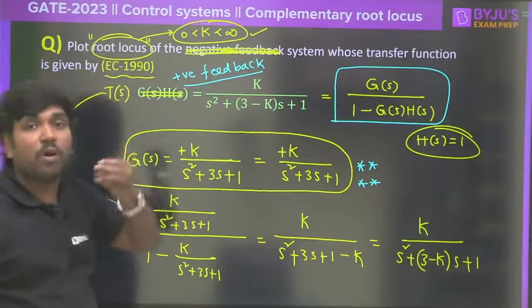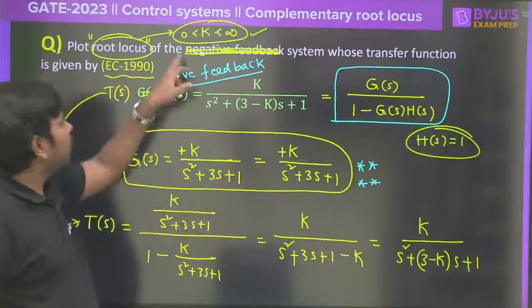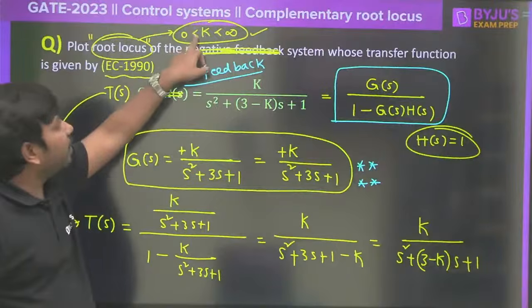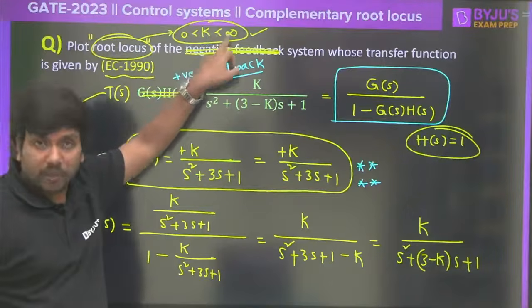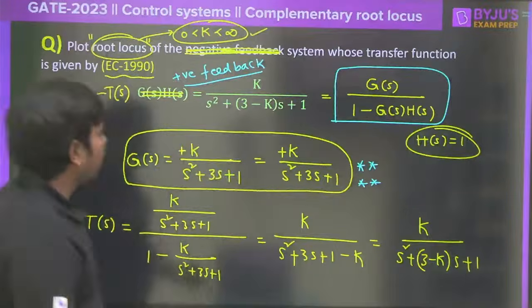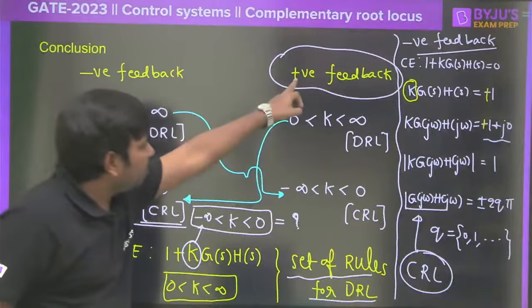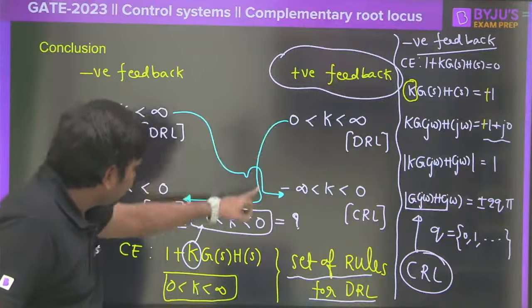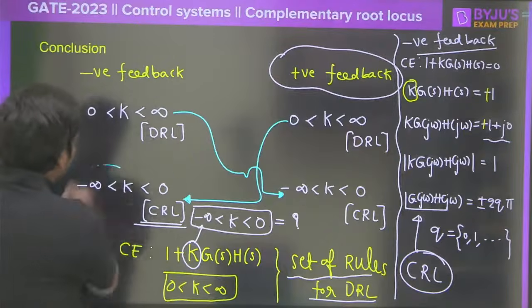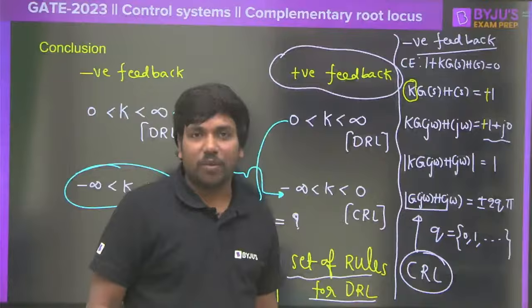Because there is no word like complementary root locus. He is saying that plot the root locus. Means for positive feedback, he is asking to plot the direct root locus. What does it mean? For positive feedback, direct root locus is nothing but the complementary root locus of the negative feedback. Clear? Complementary root locus of the negative feedback.